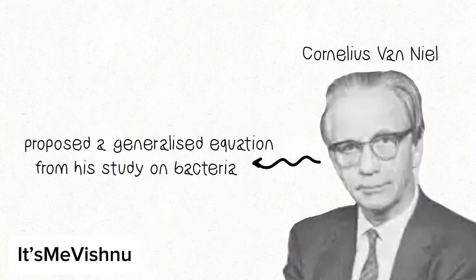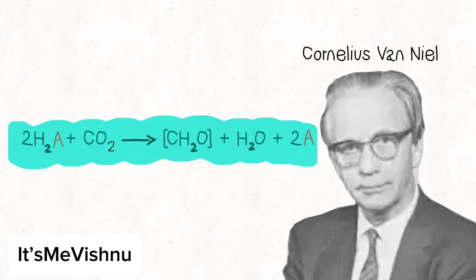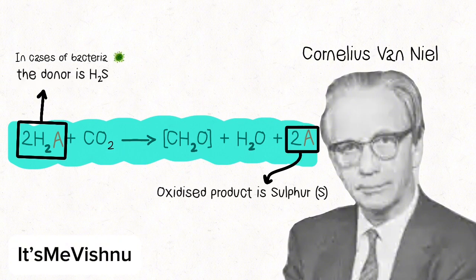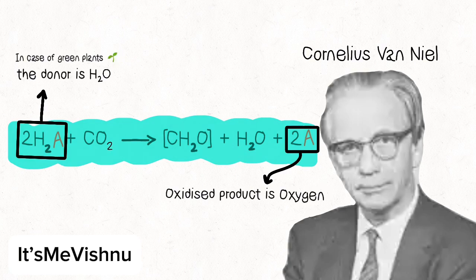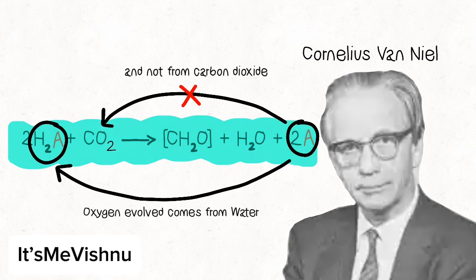Cornelius van Niel proposed a generalized equation from studies on bacteria: 2H2A + CO2 gives CH2O + H2O + 2A. In this scheme, H2A is a hydrogen donor. For many bacteria, the donor is hydrogen sulfide and the oxidized product is sulfur. For green plants, the hydrogen donor is water. Van Niel's insight implied that oxygen evolved by green plants comes from water, not carbon dioxide.